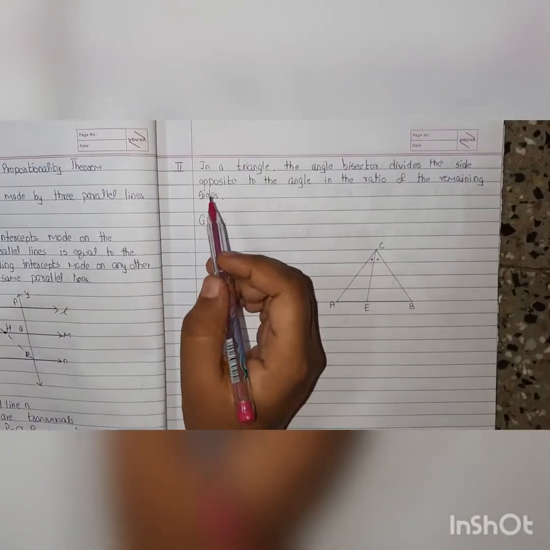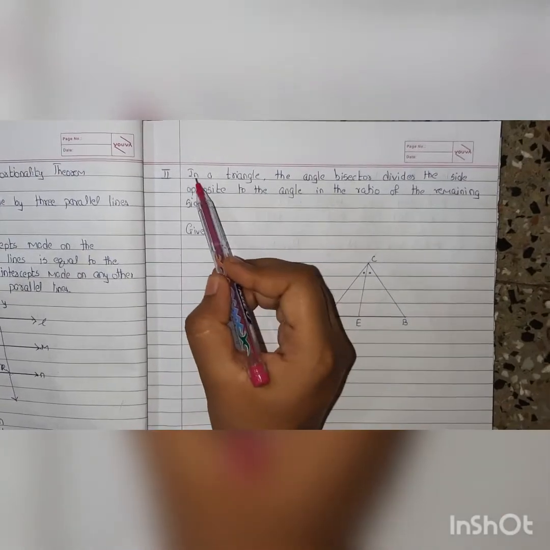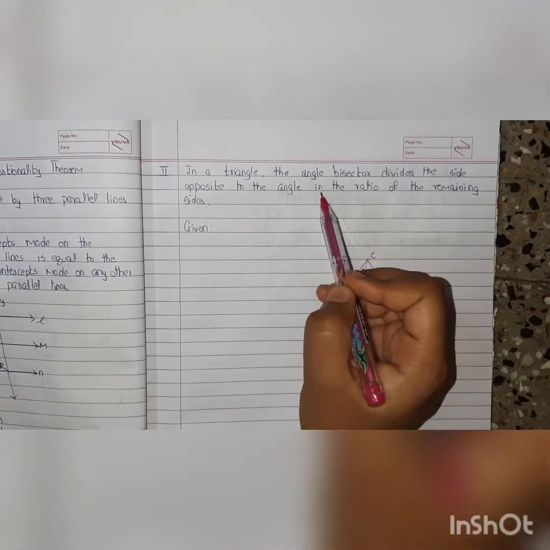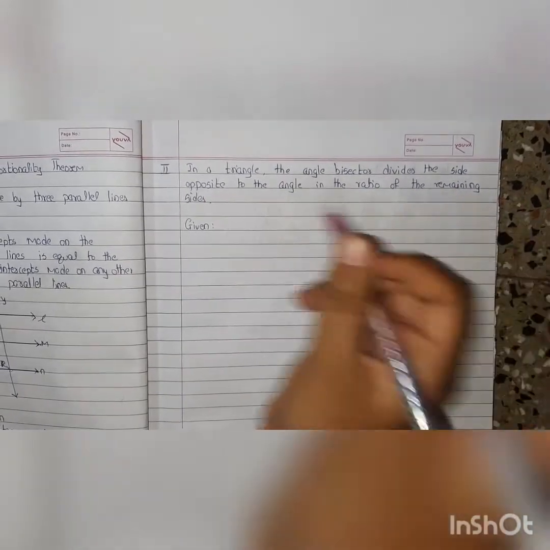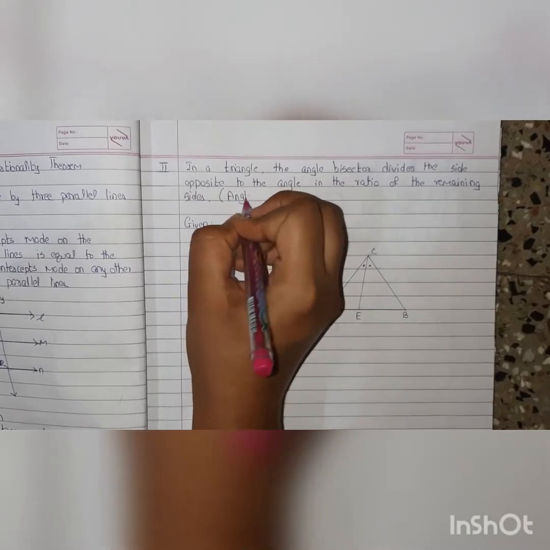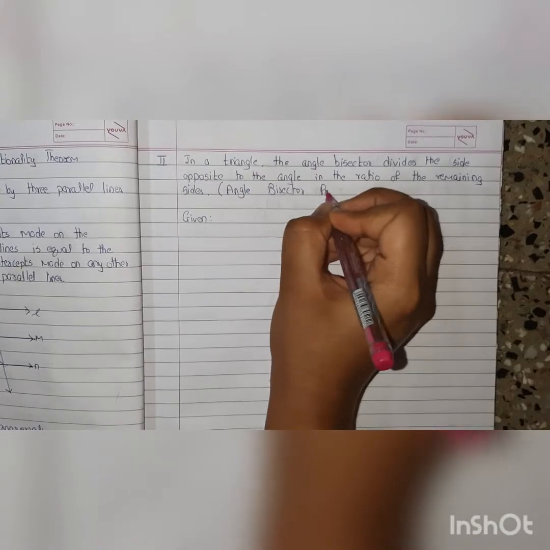Okay, now we will go towards the next property. Its statement is: in a triangle, the angle bisector divides the side opposite to the angle in the ratio of the remaining sides. This property is also known as the angle bisector property.